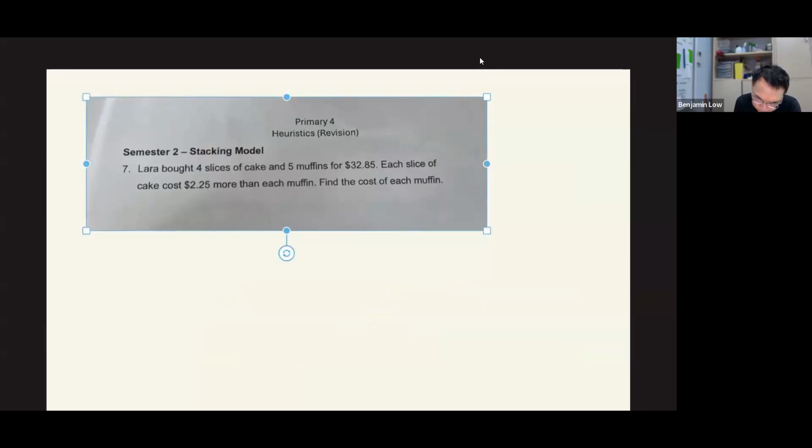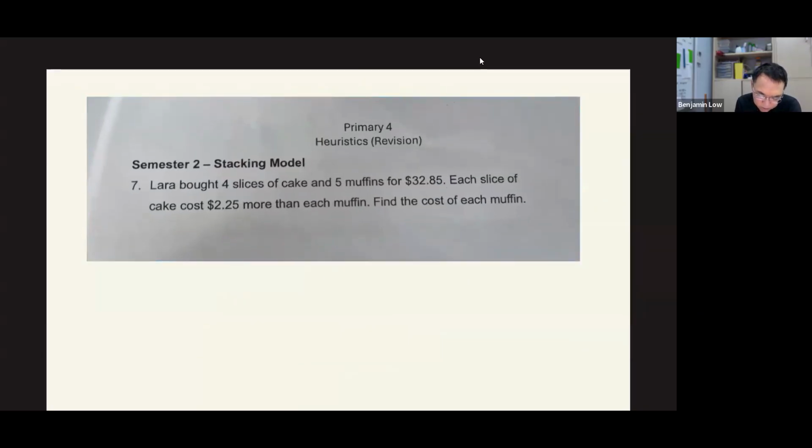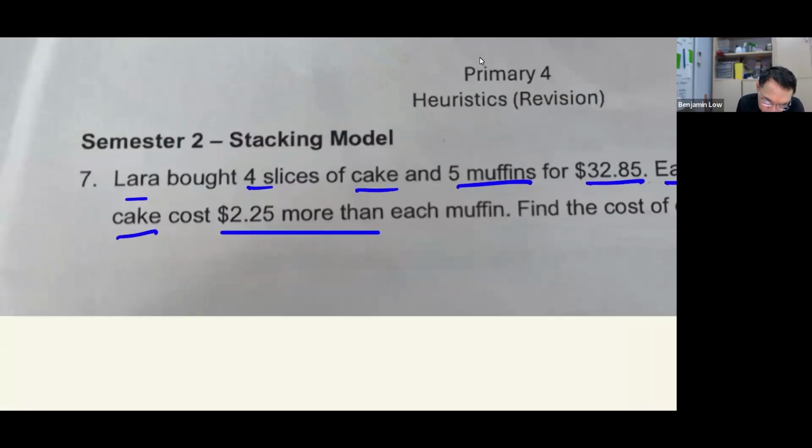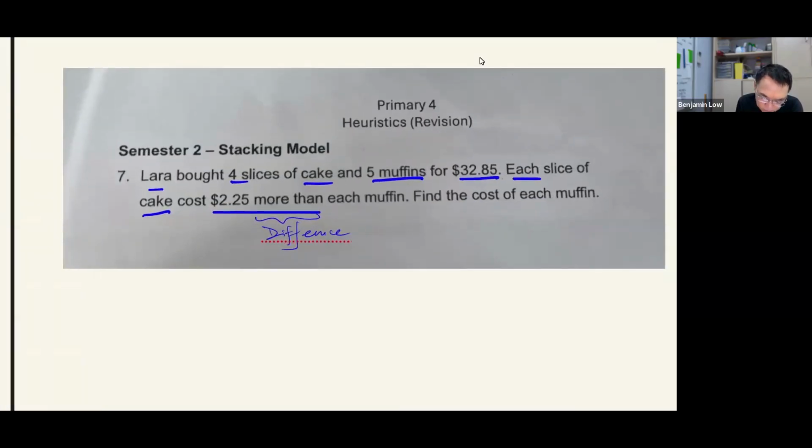Okay, next. Stacking model. Let me look at it first. What are the keywords? Lara, 4 slices of cake and 5 muffins. This is the price. Each slice of cake is this more than. Be very careful. This one is more than, meaning it's a difference. This is not the cake, this is not the muffin. Then each muffin, find the cost of each muffin.